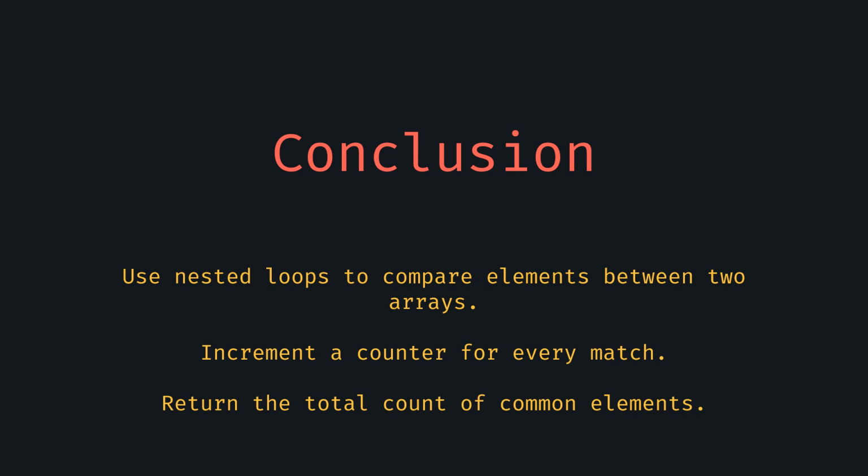To summarize, we use nested loops to compare two arrays and count the common elements. This approach is simple and effective for smaller datasets. In larger datasets, we could use more advanced techniques for optimization.